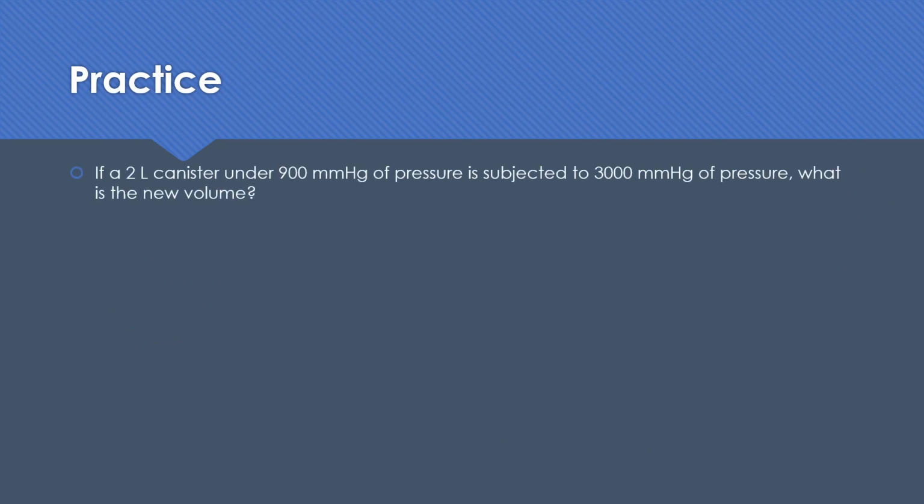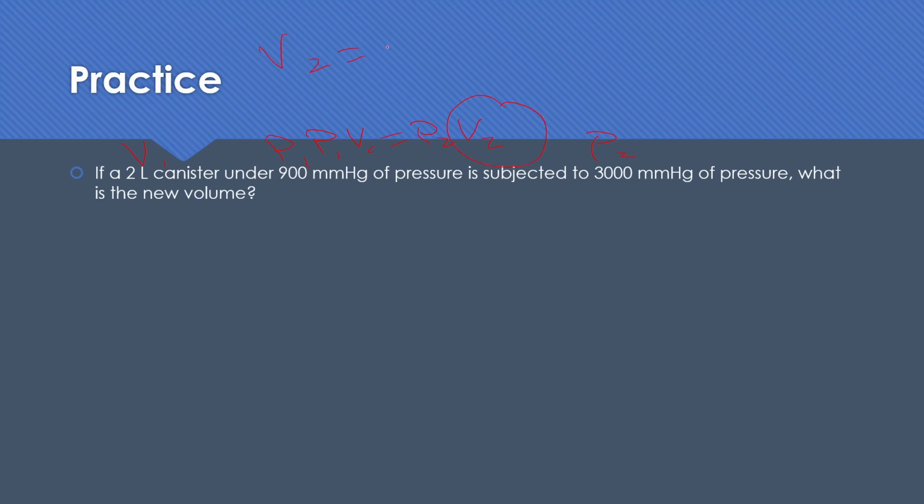So let's do some practice with these laws. If a 2-liter canister under 900 millimeters of mercury of pressure is subjected to 3,000 millimeters of mercury of pressure, what is the new volume? So this is Boyle's law, right? So P1V1 equals P2V2. This 2-liter canister is my V1, under 900 is my P1, this is my P2, and I'm looking for V2, okay?